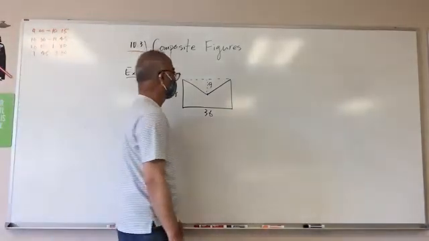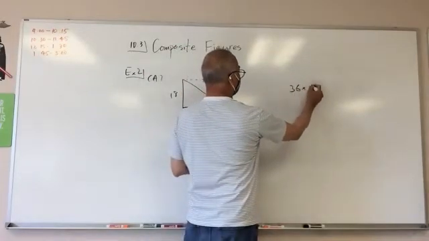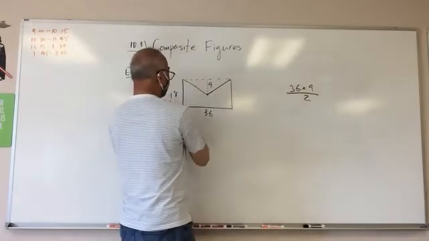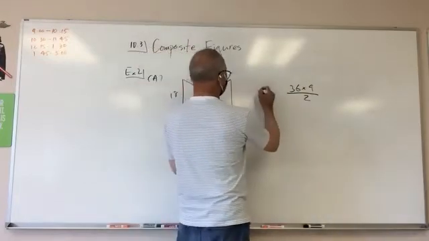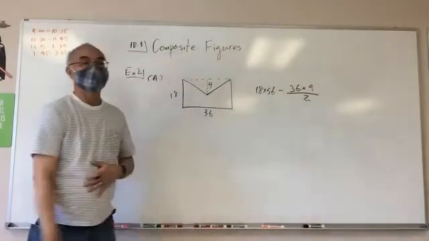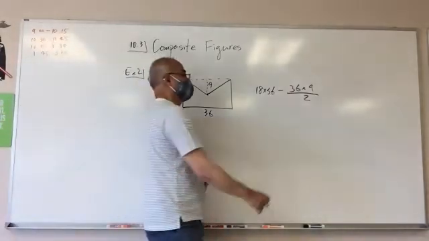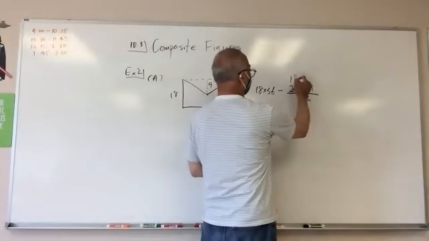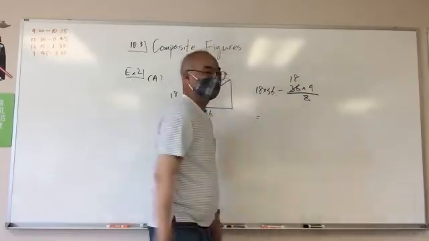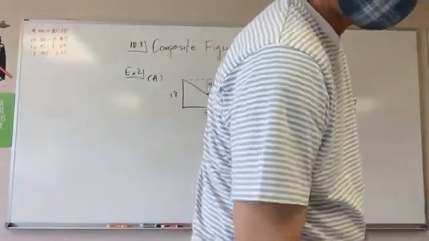Well, the base would be 36, so it'd be 36 times 9 divided by 2. Okay, so that'll be this triangle. And I'm going to take this rectangle first, right? So it's going to be 18 times 36. I'm going to subtract that out. If you do that, you get 486.